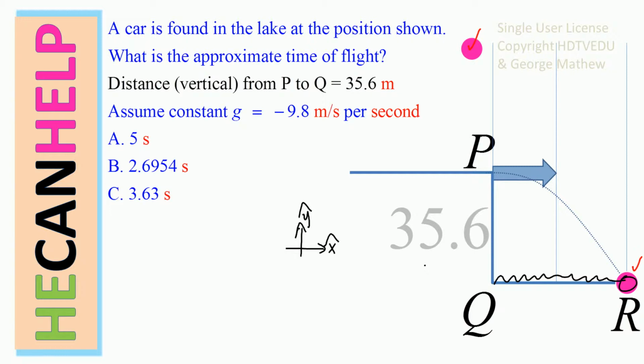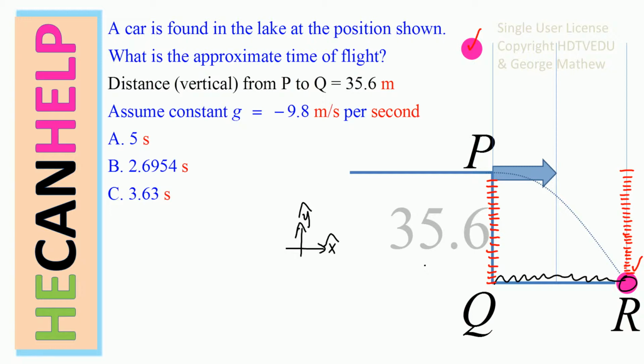Distance, vertical, from P to Q is 35.6. So we are given the vertical distance. That means the car is vertically 35.6 meters below the starting point. So that's all we are given.